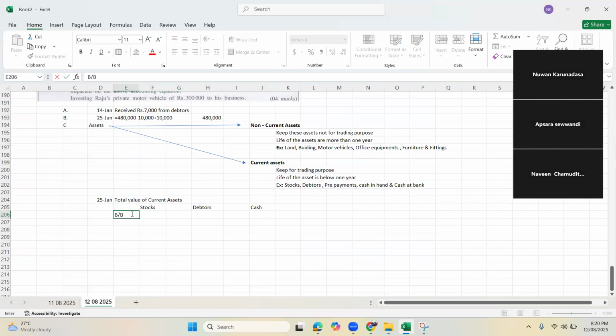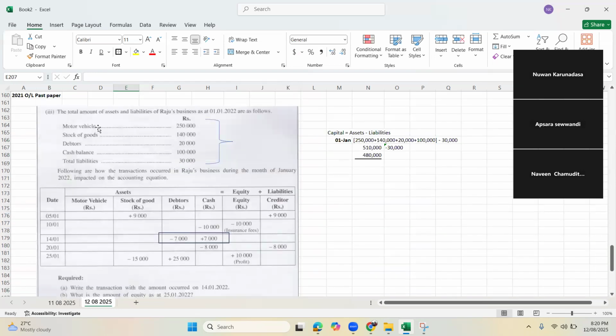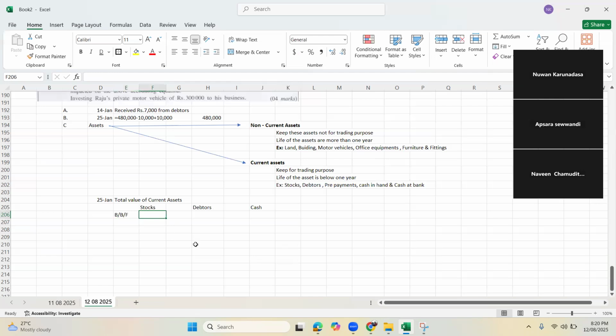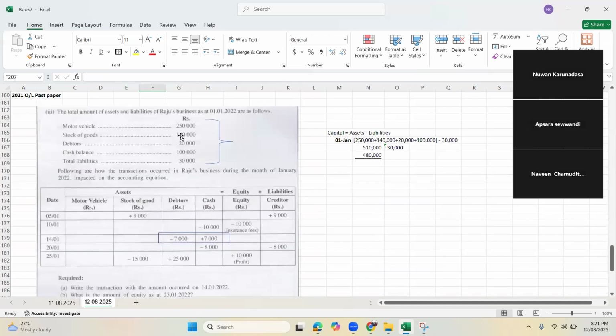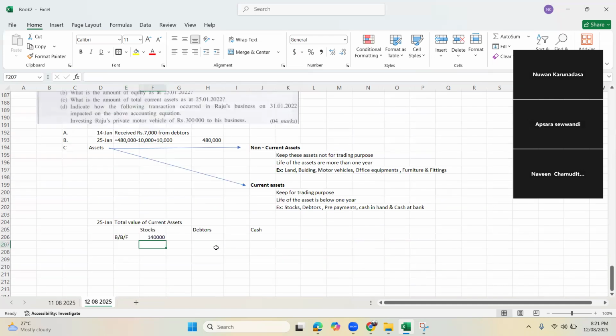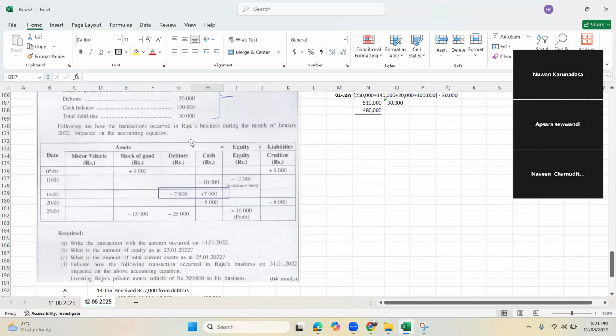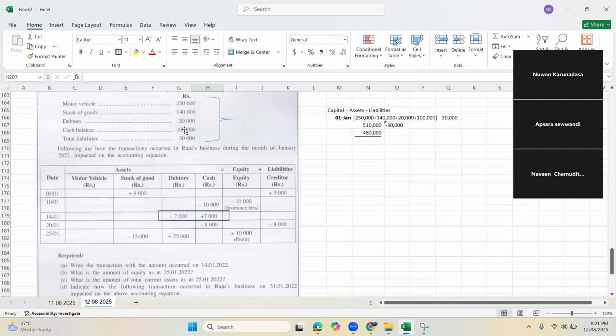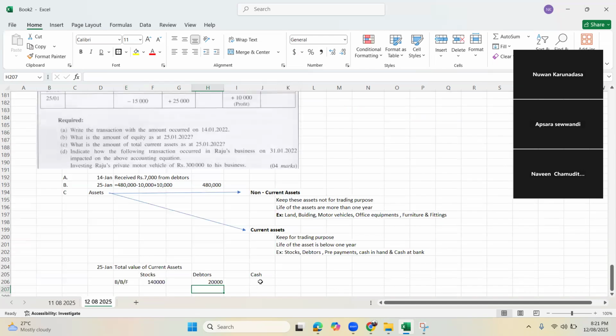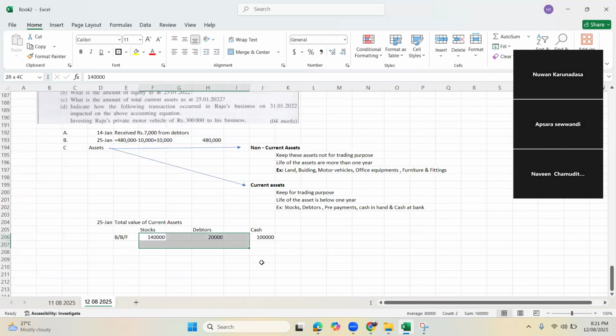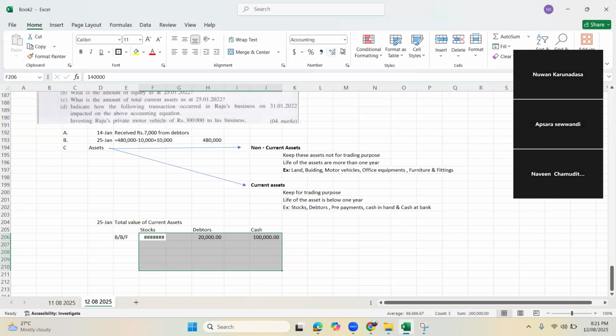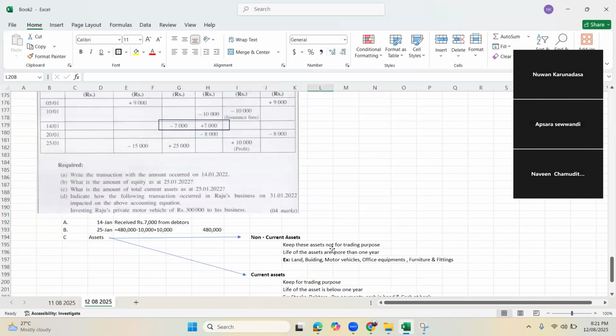The balance brought forward. We are having stocks how much? These are the values. Stocks 140,000. Debtors 20,000. Then cash balance 100,000. These are the opening balances. They're asking as of 25th of Jan. So look at the transactions.